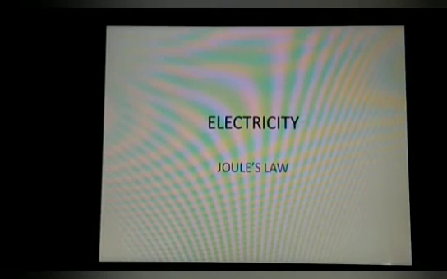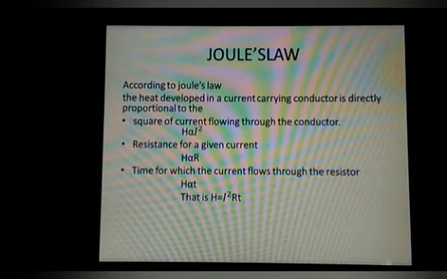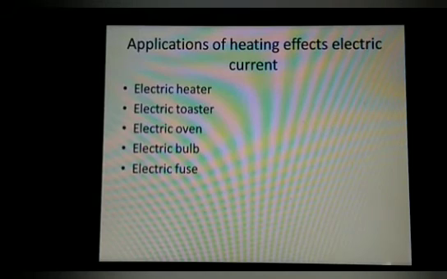Let us revise the topic, Joule's law. According to Joule's law, the heat developed in a current carrying conductor is directly proportional to the square of the current flowing through the conductor, that is, H is proportional to I square. Resistance: for a given current, H is proportional to R. Time for which the current flows through the resistor: H is proportional to T. That is, H is equal to I square RT.